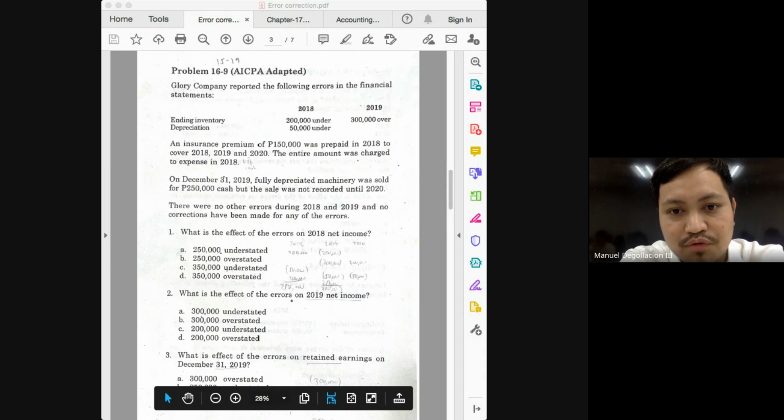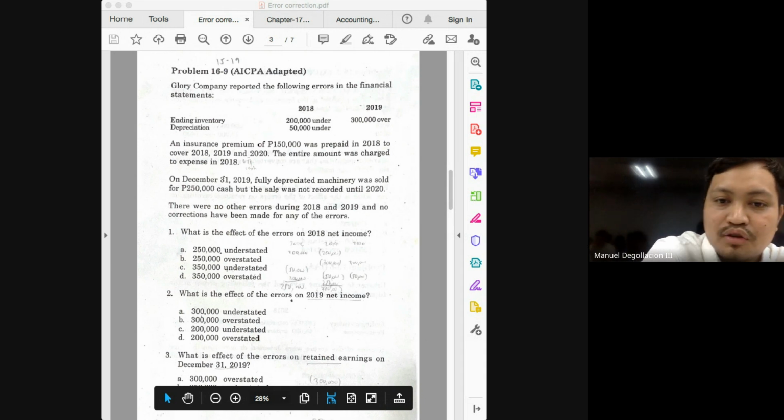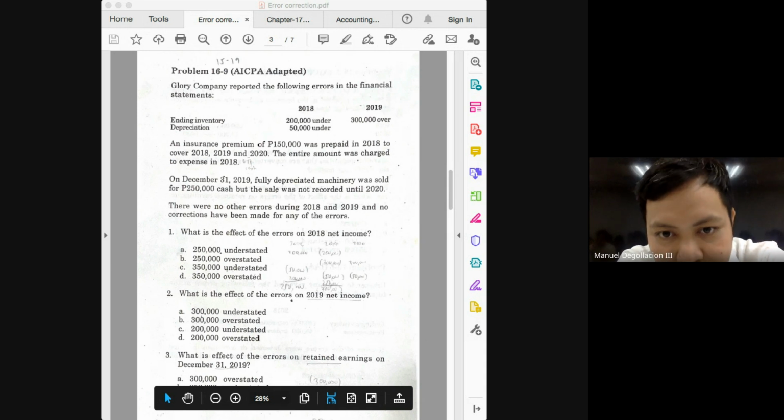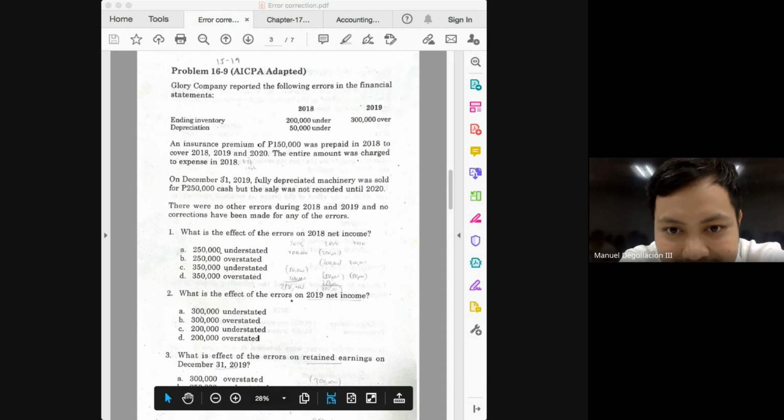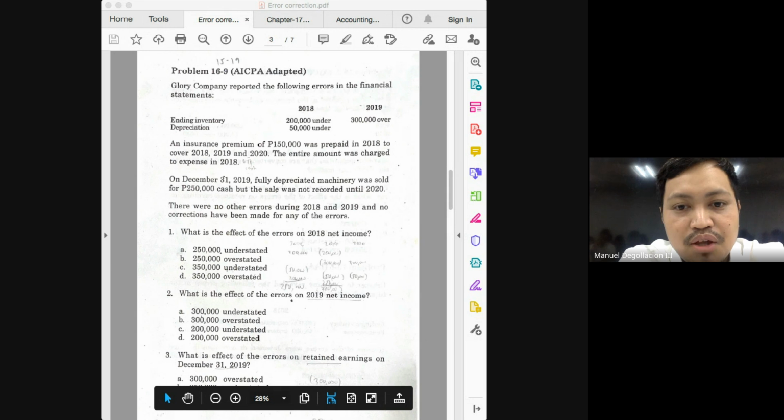Overstatement of 200, overstatement of 300, overstatement of 50. So total overstatement of 550. But we will offset that with our understatement of 250. So 550, am I correct, class? 550 minus 250 will give you 300. Is it over or under? Over. So the answer there would be letter B.